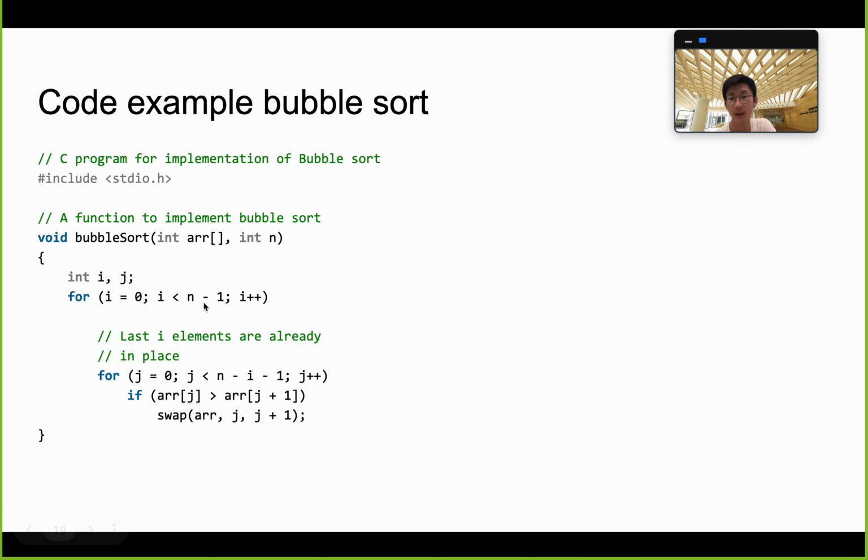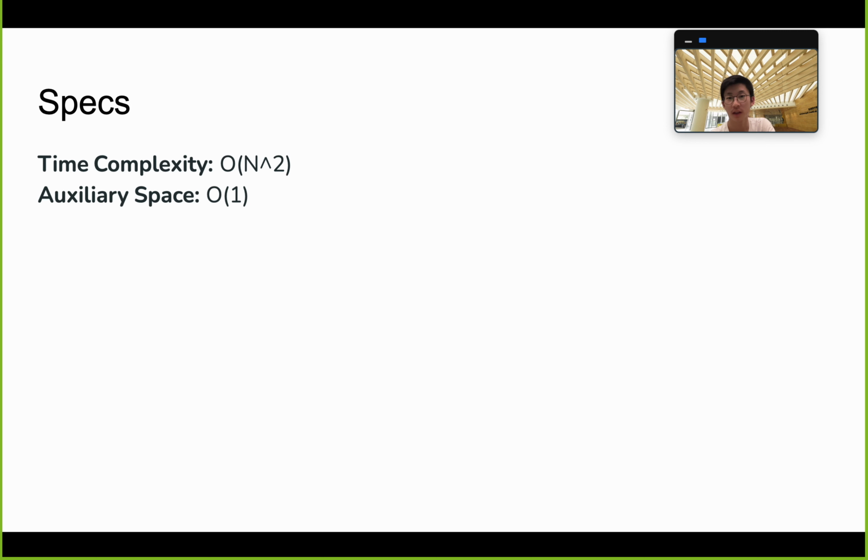Here's the example code, and here they use a swap function that is defined somewhere else. Here are the specs. The time complexity is that if your array has n elements, then it takes n squared time to do it. But it only takes O(1) space, which means it doesn't take any additional space to sort it, which is very good.